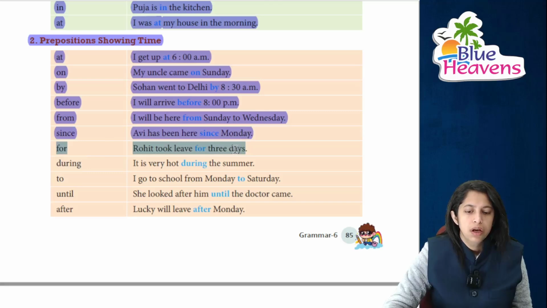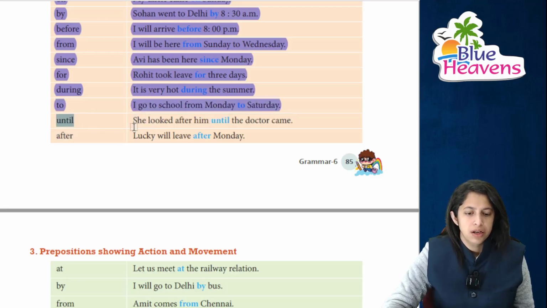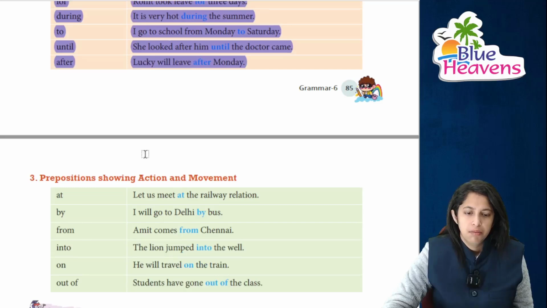For, Rohit took leave for 3 days. 3 दिन के लिए रोहित ने leave लिया. During, it's very hot during the summer. Summer में बहुत hot होती है. To, I'll go to school from Monday to Saturday. Right? Until, she looked after him until the doctor came. जब तक डॉक्टर नहीं आया. After, Lucky will leave after Monday. Monday के बाद वहाँ से चला जाएगा.